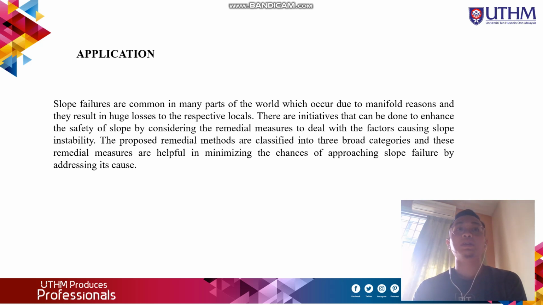So let me explain about the application of any standard for slope remedial technique. As we know, slope failures are common in many parts of the world which occur due to manifold reasons and they result in huge losses to the respective locales. So there are three proposed remedial methods which are helpful in minimizing the chances of approaching slope failure.